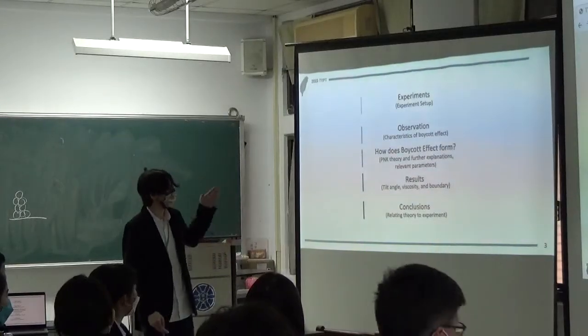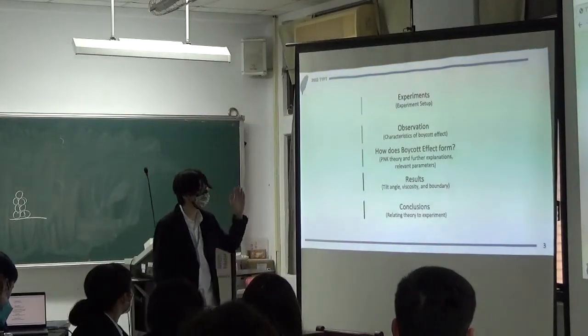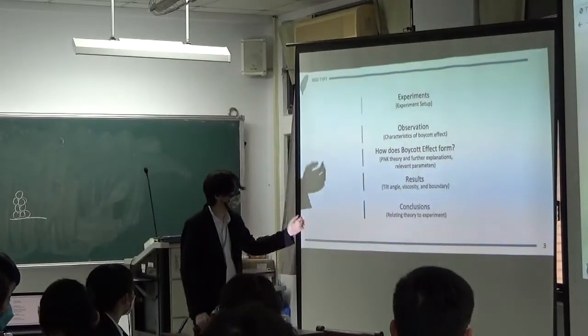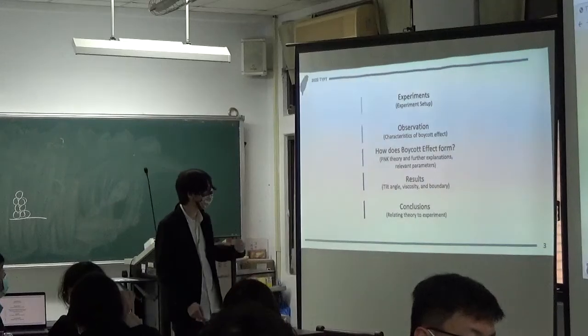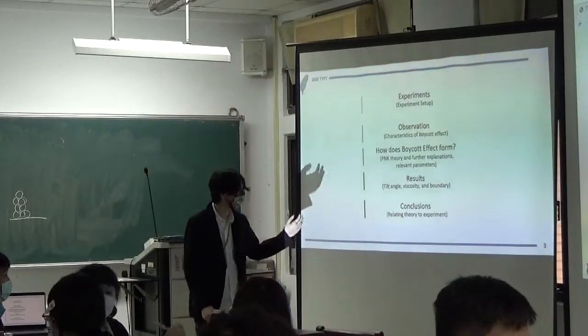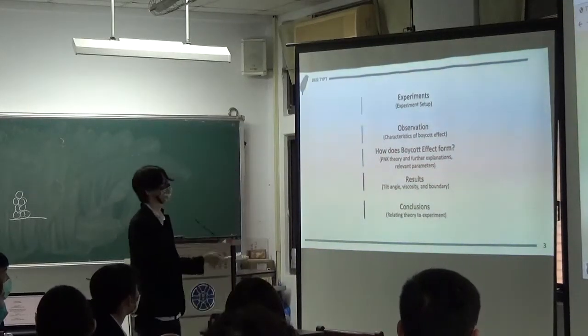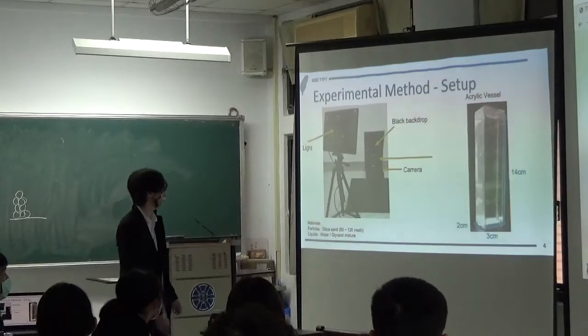So this is the presentation outline. We'll talk about the experimental setup, characteristics of the Boycott effect, PNK theory, a further explanation, and relevant parameters. Finally, we'll present our experimental results, which are the tilted angle, viscosity, and the boundary, following with the related theory to our experiment.